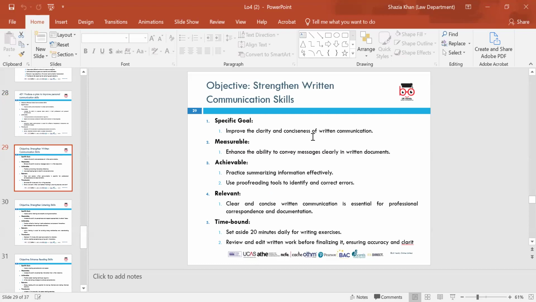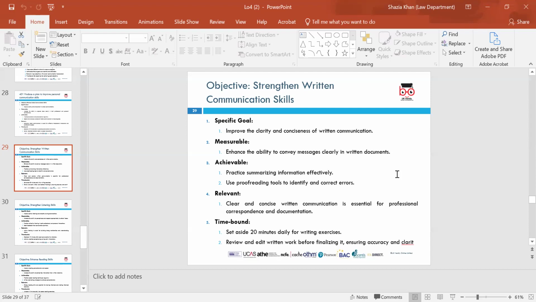Objective: strengthen written communication skill. And these are the SMART goals for that. Specific goal: to improve the clarity and conciseness of written communication. The measurable is to enhance the ability to convey messages clearly in written documents. The achievable is to practice summarizing information effectively. Use proofreading tools to identify and correct errors. The relevant is that clear and concise written communication is essential for professional correspondence and documentation.